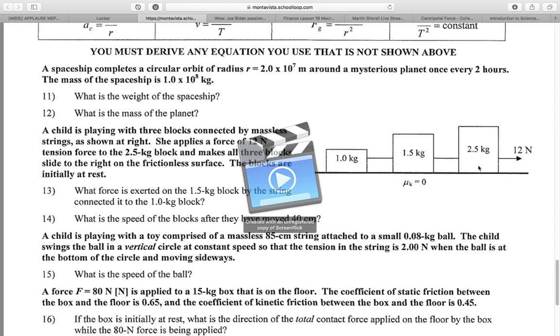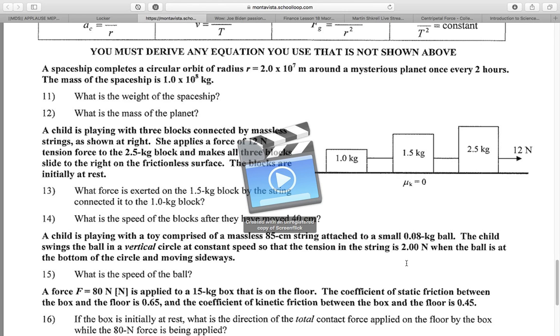Because these are massless strings, we can assume the whole thing is one big system. So let's assume the whole thing is one system. What does that mean? We know that you applied a 12 newton tension force. So this is one of the forces. And notice that there's no friction force, which means the net force is going to be 12, because there's no friction to hold it back. So the only force that is not balanced out is 12.